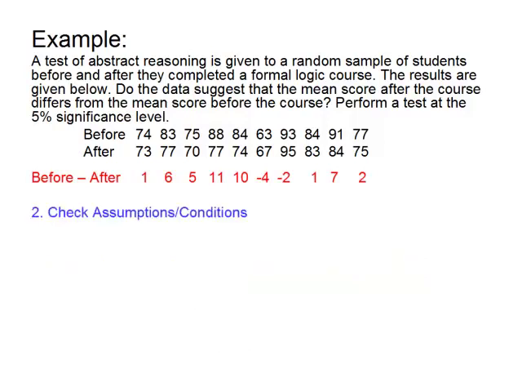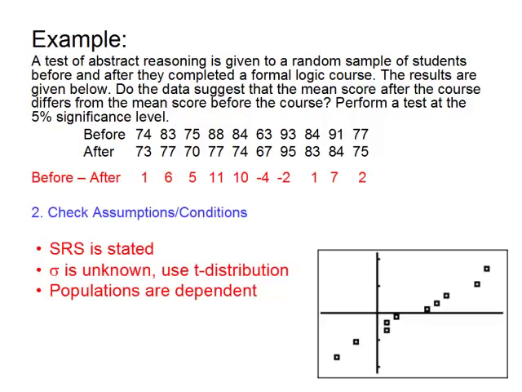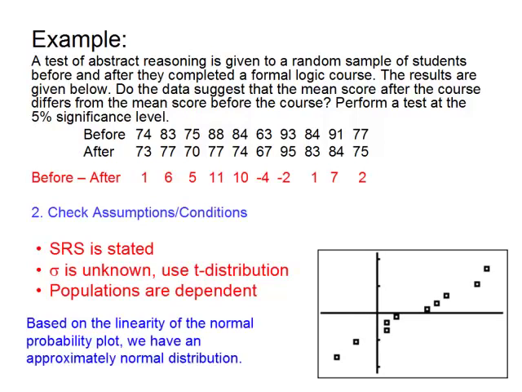Step 2, check assumptions and conditions. We have a simple random sample. It is stated. Sigma is unknown, so we're going to use a t-distribution, and the populations are dependent. Taking our third list, creating a normal probability plot, and based on the linearity of the normal probability plot, we have an approximately normal distribution.